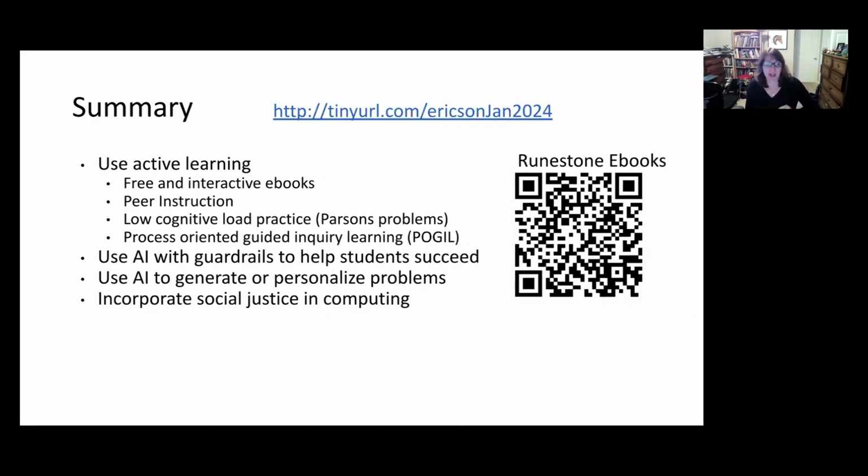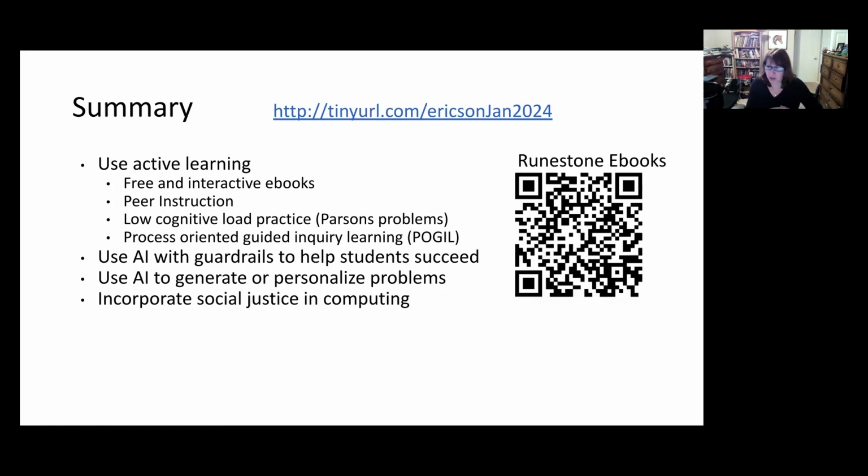So in summary, again, there's the link to the slides. There's the QR code for the RuneStone ebooks. I recommend using active learning, and there's many different things you can do, like the free and interactive ebooks for peer instruction or low cognitive load practice, like Parsons problems. There are several commercial platforms that now support Parsons problems, as well as Prairie Learn, which is a big homework system, that has a lot of Parsons problems.